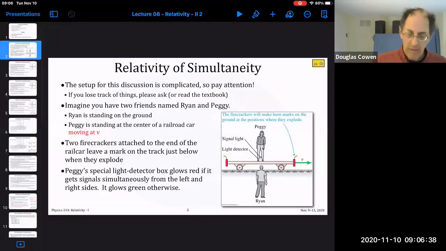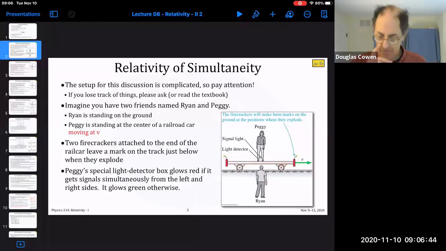Okay, so the setup for this discussion is a little bit complicated. So please pay attention. And if you lose track of things, you can always ask a question in the chat, or you can read in the textbook. So the idea is you have two friends named Ryan and Peggy, and they're shown in that picture. Ryan is standing on the ground, and Peggy is on this moving railroad car, which is moving to the right with a velocity V.